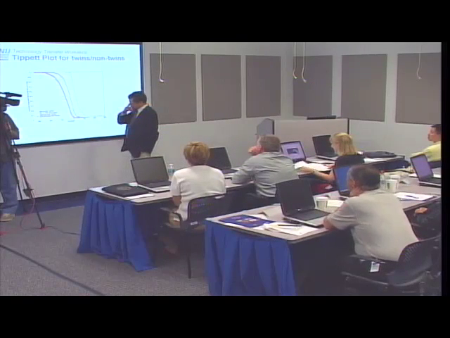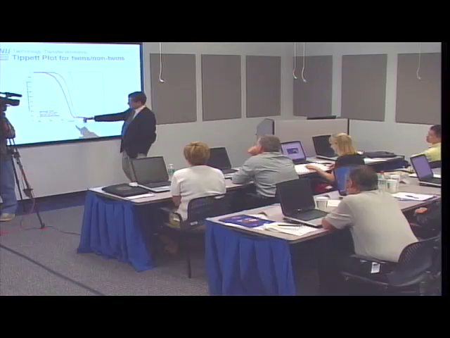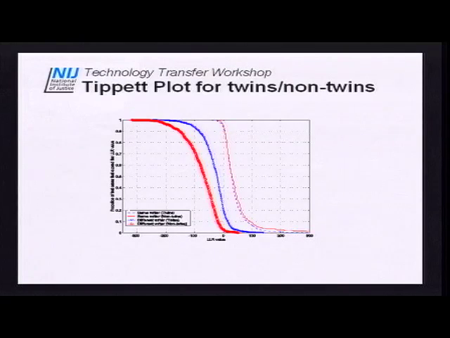Now let's see, red ones here are non-twins, and blue ones are twins. Okay, so the red ones, the outer side curves, are non-twins, and the solid line is the same writer, and the broken line is the different writer. Right?